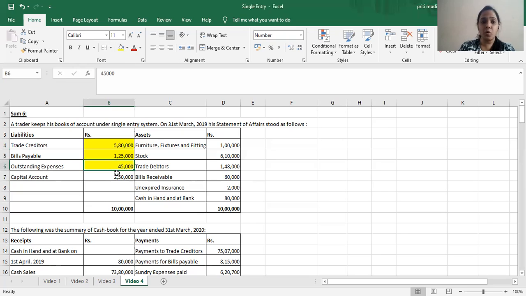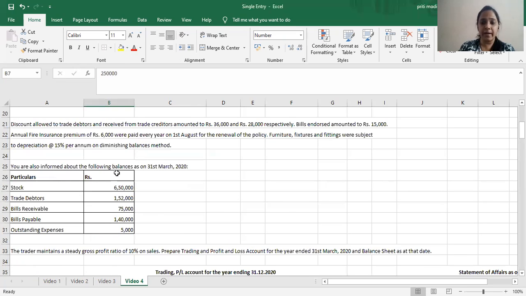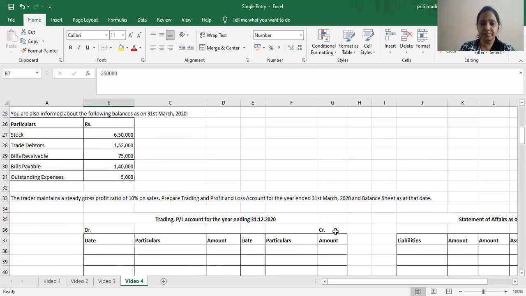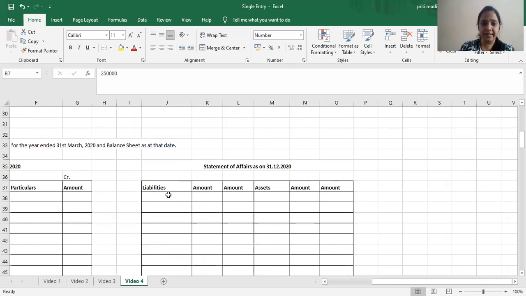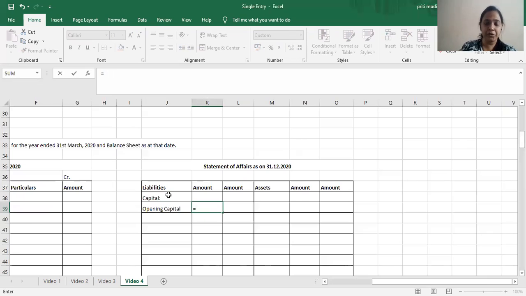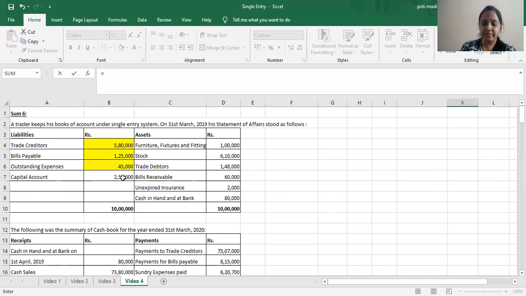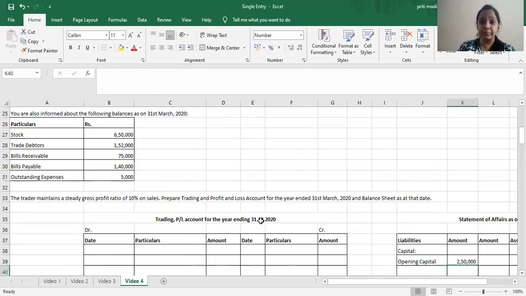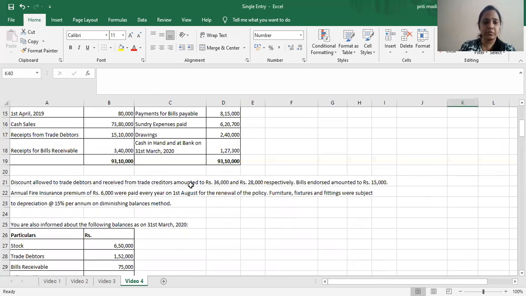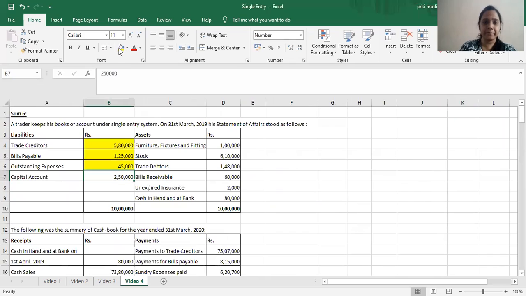Capital account, this is opening capital. So we are going to our balance sheet, closing balance sheet. So I'm writing over here capital and opening capital. The figure is given. In video number 2, we had found that figure. So 2,50,000. Writing in the inner column. So this is also done.